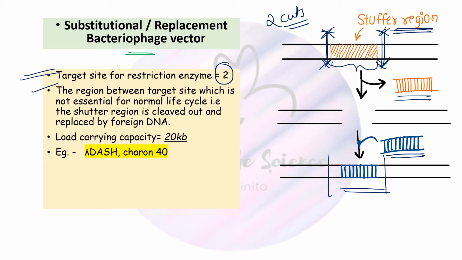I have stated here that the region between the target sites which is not essential for the normal life cycle, that is the stuffer region, is cleaved out and replaced by the foreign DNA. Here the load carrying capacity is around 20 kb, meaning around 20 kb of foreign DNA can be inserted at the site. Examples include Lambda dash and Charon 40. So these were the two types of bacteriophage vectors.